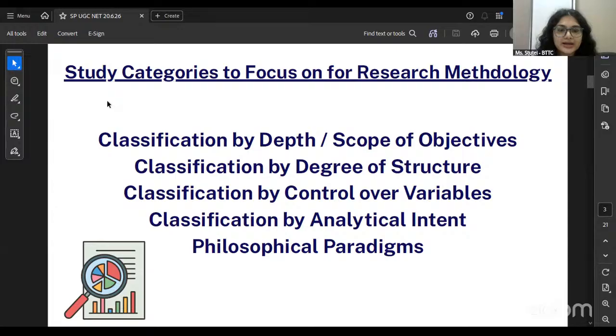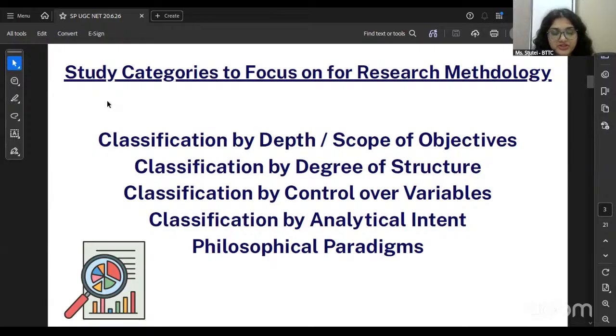So first, let's look at classification by depth or scope of objectives. What I observed was that questions from this category usually tried to test whether I could identify the purpose of a study. So instead of memorizing definitions of different terms, I tried to look for the objective of the researcher. I would suggest that when you're looking at this particular category, you ask yourself the following questions. Is the researcher trying to explore something new?